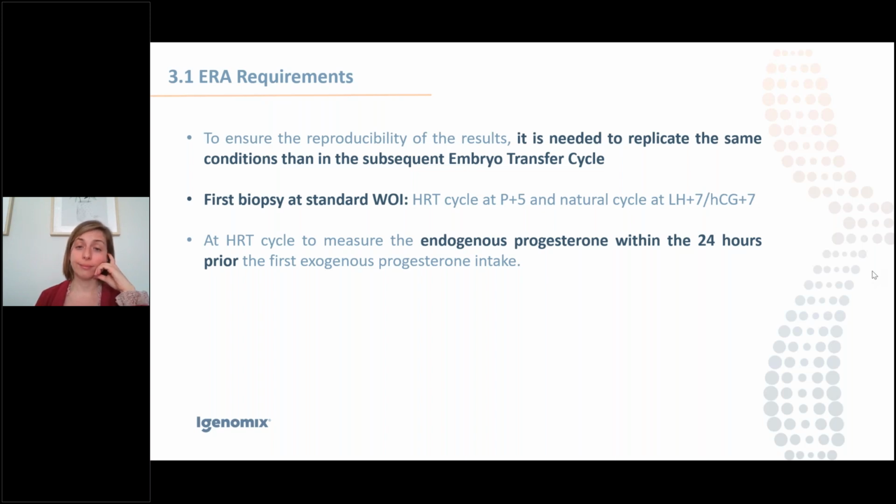Thanks. Dr. Ashwin is here with us. Thank you very much for your question, Dr. Ashwin. The question reads, could you please explain how to proceed with ERA in patients with thin endometrium? In case this has already been replied, but in case insufficient sample is obtained.